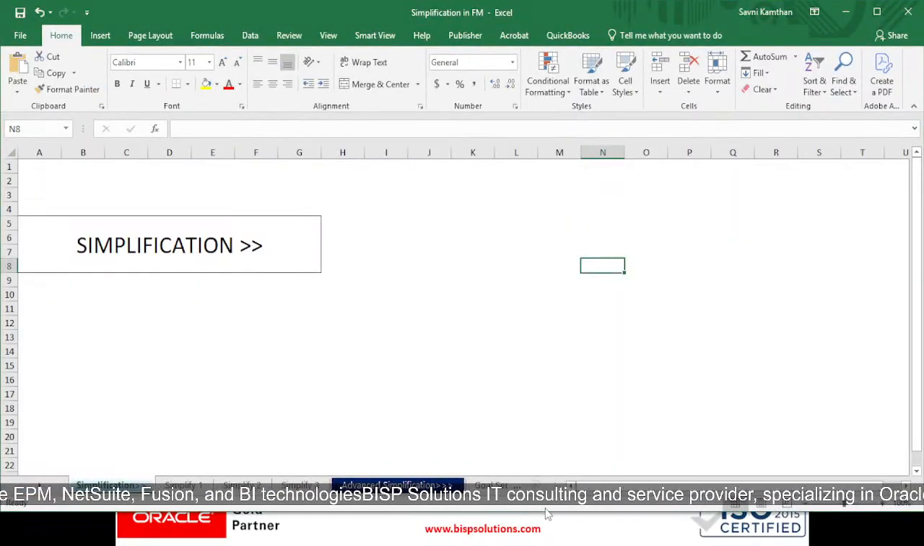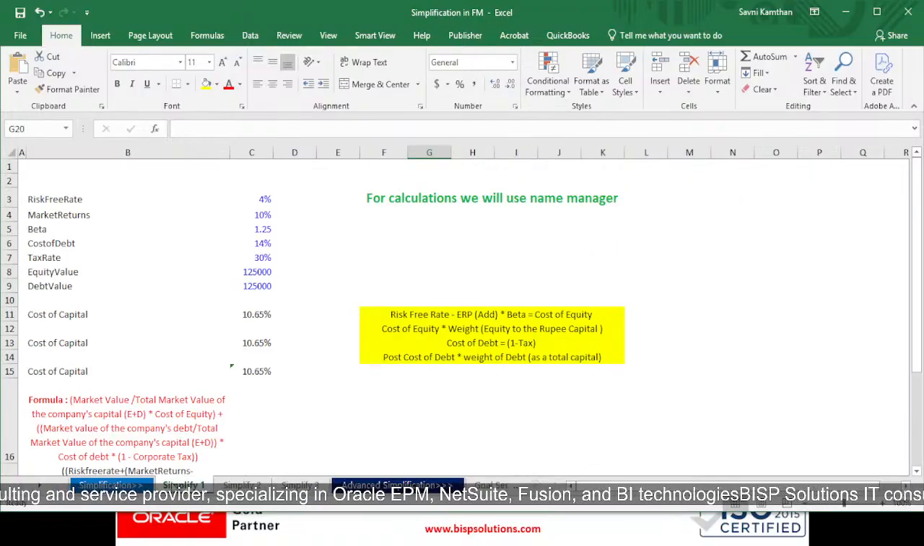This is the simplification Excel sheet. In this sheet we will be understanding formulas which we will be using in our financial statements, balance sheet, and all while preparing financial modeling. So first thing we have to understand is our simplification.